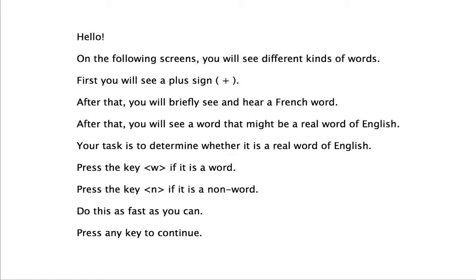First, there's an instruction screen saying that on the following screens you will see different kinds of words. First, you will see a plus sign. After that, you will briefly see and hear a French word. After that, you will see a word that might be a real word of English, and your task is to determine whether it is a real word of English. Press W if it is a word, press N if it's not a word, and do this as fast as you can. Press any key to continue. I'm pressing space. Okay, UF is not a word.